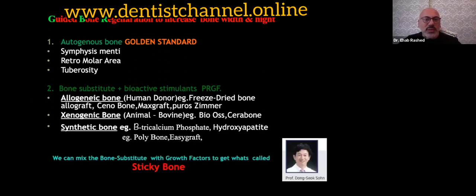One thing that I usually use a lot now is the sticky bone. I'm sure all of you have heard about it. It has been in the field for many years, more than 10 years now. I've been using this, and it was discovered or created by Professor Sohn from Korea. Basically, you take the bone substitute and mix it together with growth factors that you take from the patient after centrifuging the blood and taking the plasma with the growth factors, and you place it together.